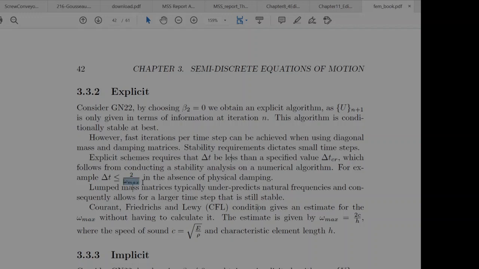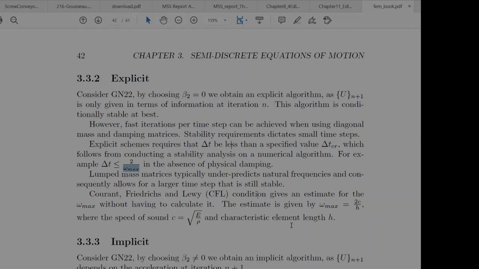How do we approximate omega max? So omega max we can compute from the system, by solving the eigenvalue problem and seeing what the maximum one is. Or we can approximate it crudely by saying, if I know the speed of sound in my material, which I can compute as the square root of the Young's modulus over the density, that is a way to compute the speed of sound in that material, and the characteristic element length, so what is the typical element length that I have, then I can say 2c over h gives me an approximation to omega max. I can then use that to make sure my delta t is less than or equal to 2 divided by omega max.